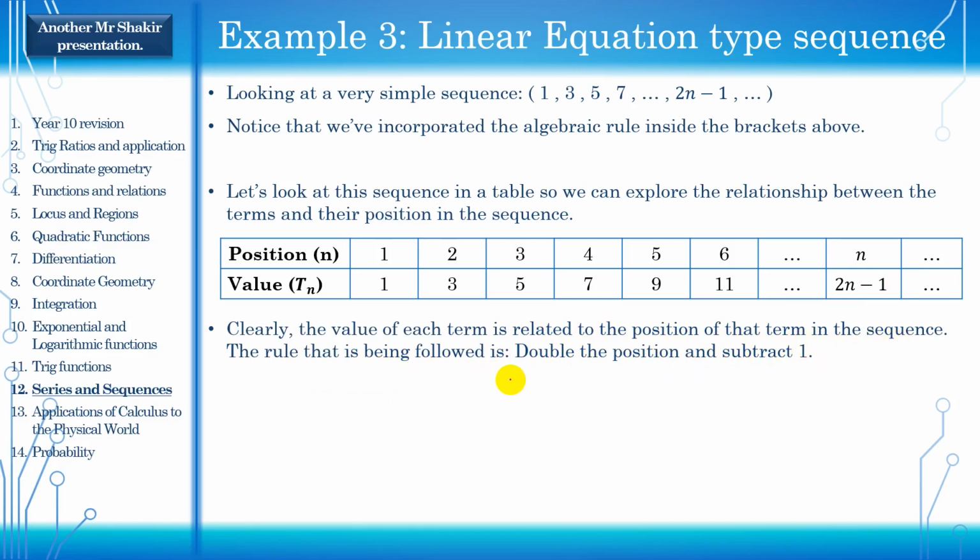The value of each term is related to the position of that term in the sequence. The rule that is being followed is double the position and subtract 1, which is just this algebraic rule in words. I guess the main idea I'm trying to get across is that the position of a term inside a sequence will determine the value of that term.